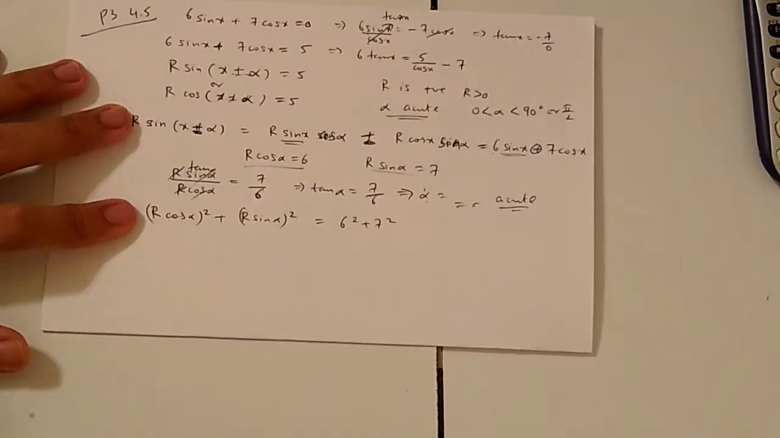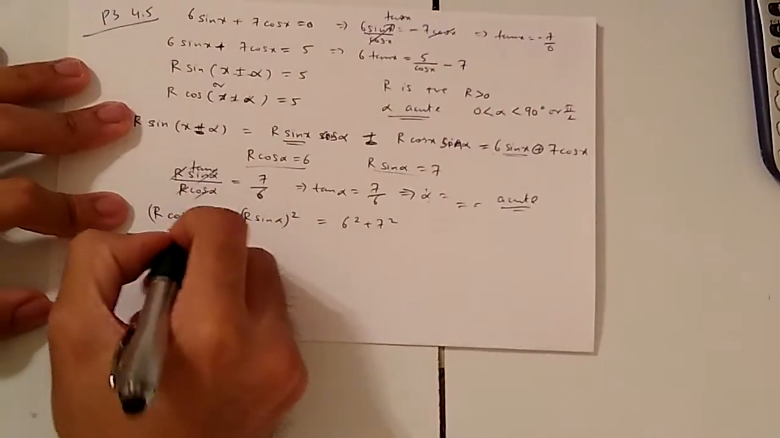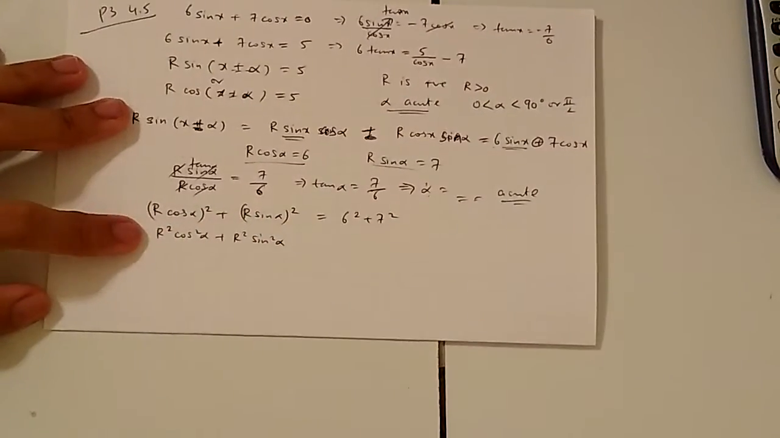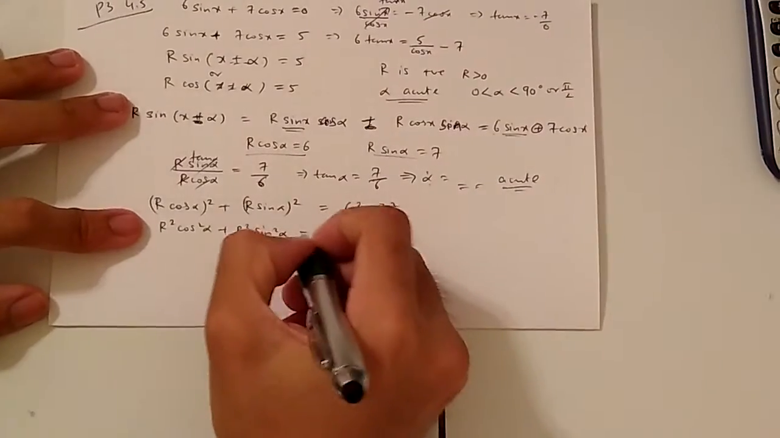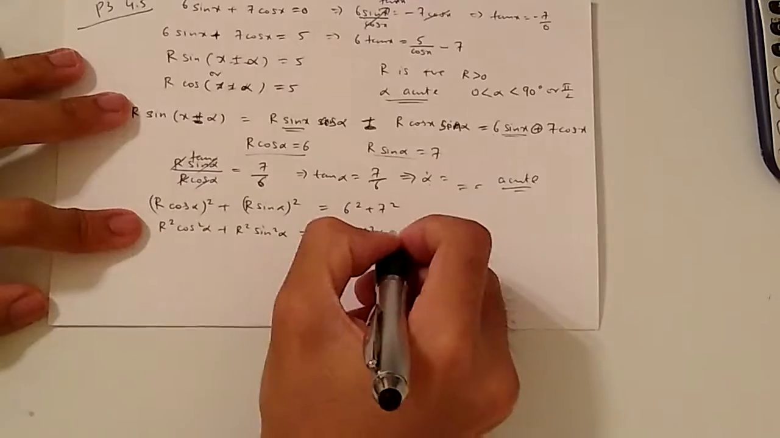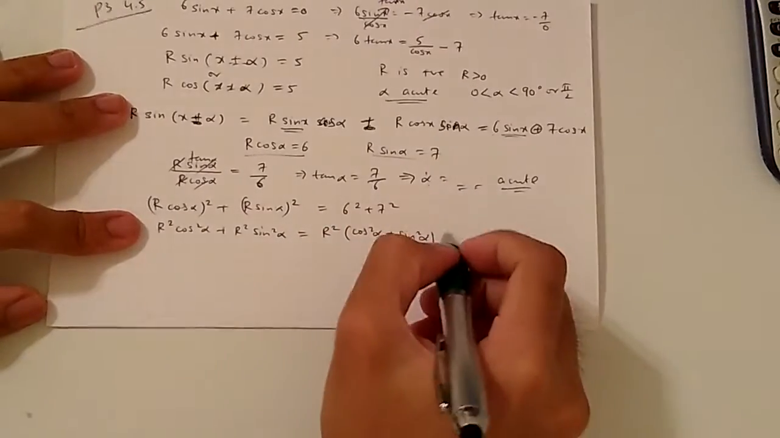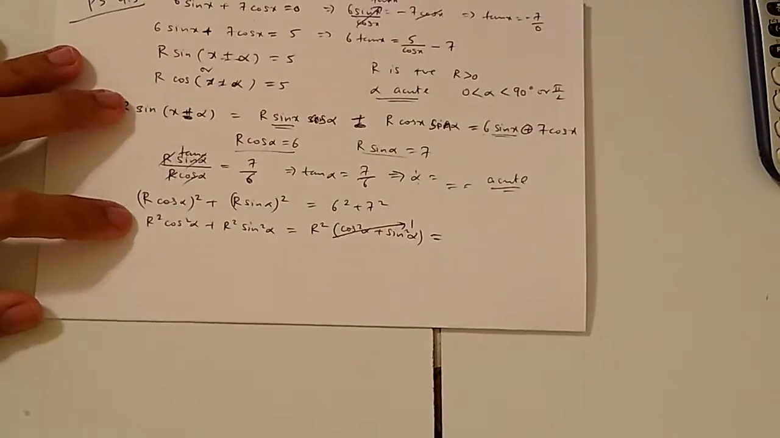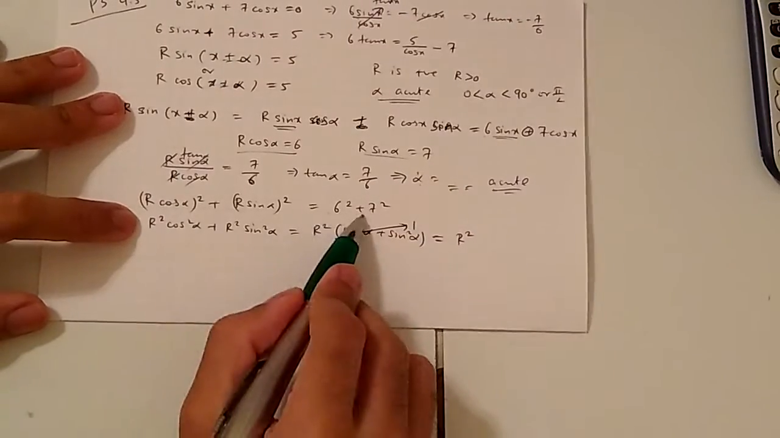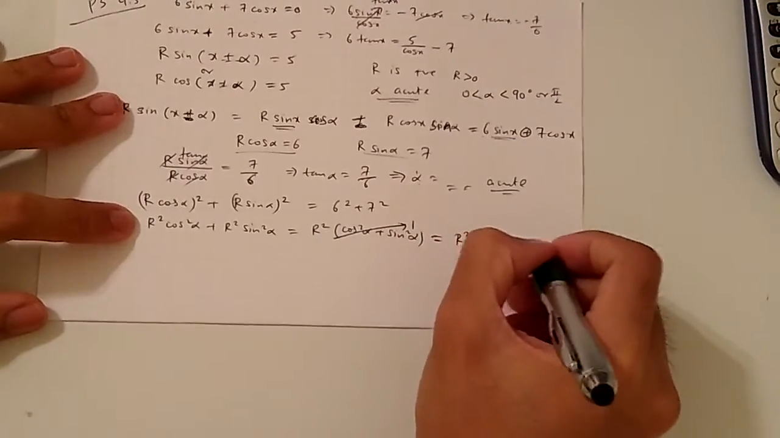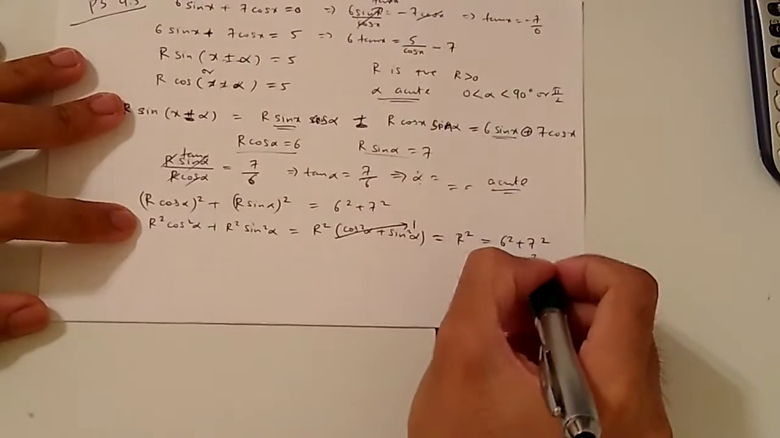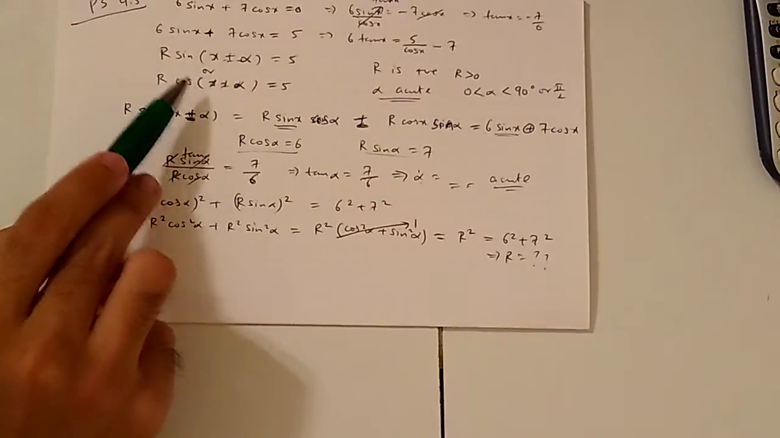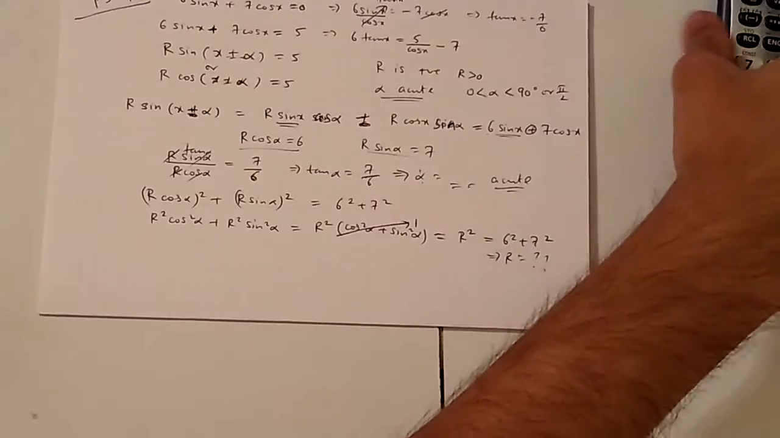and notice if I expand this, we get R square cos square alpha plus R square sine square alpha. You can factorize R square out, and you get cos square alpha plus sine square alpha, which is equal to 1. In other words, this is R square, and R square is equal to 6 square plus 7 square on the right hand side, and from there you can find out what R is. So we get R and alpha, and we can replace them into this expression, and let's use the calculator and find the answer.